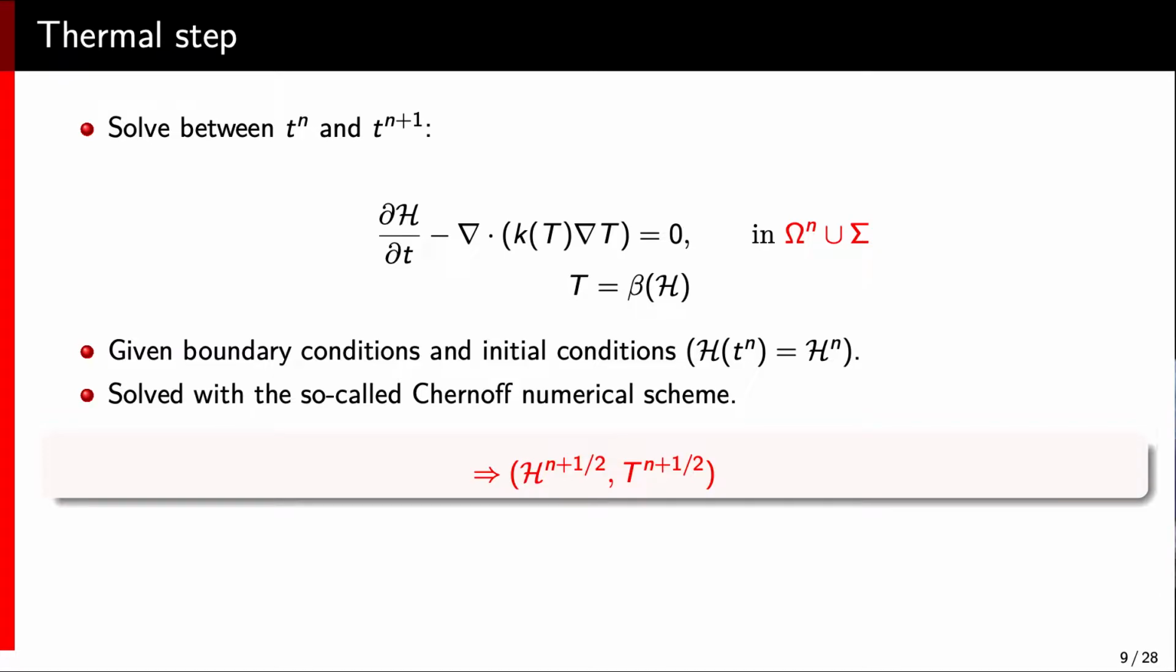So let's zoom in a little bit. The first step is the thermal step, so the heat equation without the convection term. You have here the formulation in enthalpy and temperature, and we are going to put some boundary conditions and initial conditions. And then we are going to solve that with the so-called Chernoff numerical scheme that will allow us to find a prediction of the enthalpy and the temperature that we will be able to use for the next step.